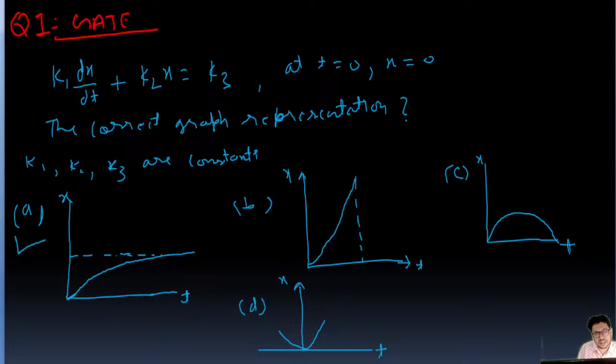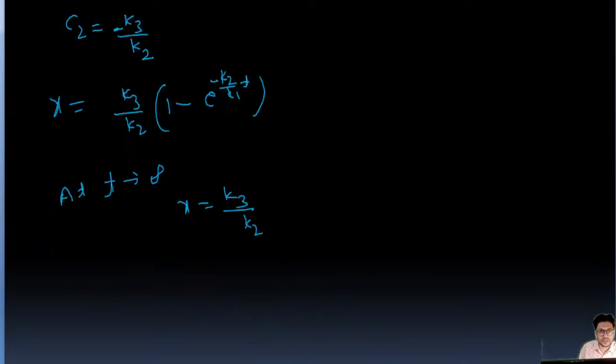So this option is the correct one, because at t equal to infinity, this graph is going to infinity, right? And the value of x is going to be constant. So this value, you can see it's constant, right? So graph A is the correct one, it means option A is the correct option, okay? This question was asked in GATE.